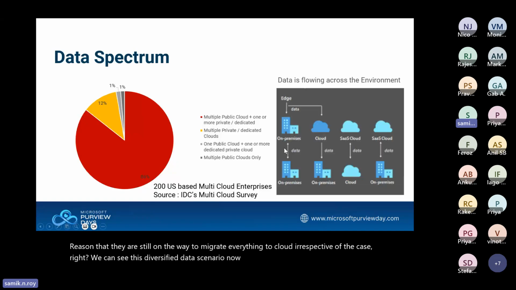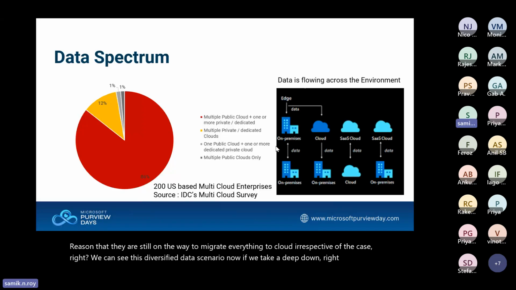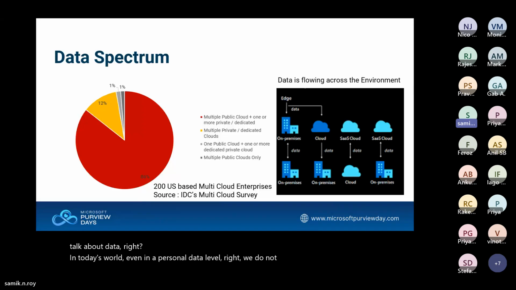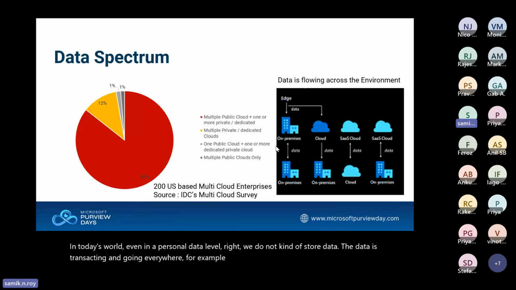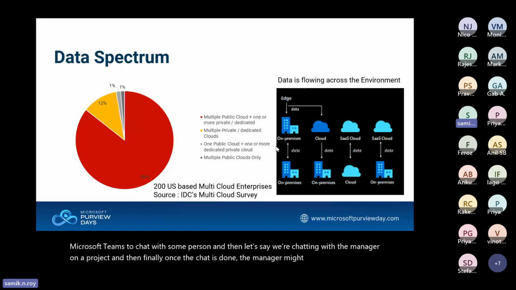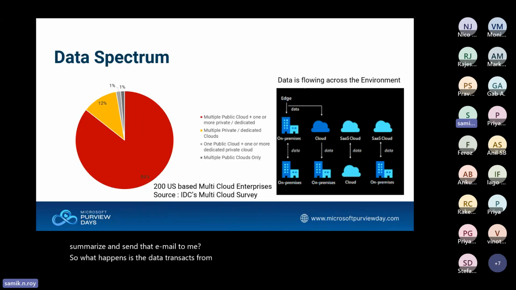Now, if we go deeper, when you talk about data in today's world, even at a personal data level, we do not just store data. The data is transacting and going everywhere. For example, we receive a message on a messaging app, and that message goes some other way. Either we communicate, or maybe we use Microsoft Teams to chat with some person, let's say a manager on a project, and then once the chat is done, the manager might ask, "Can you summarize and send that email to me?" So what happens is the data transacts from one place to another place. Data doesn't stay.